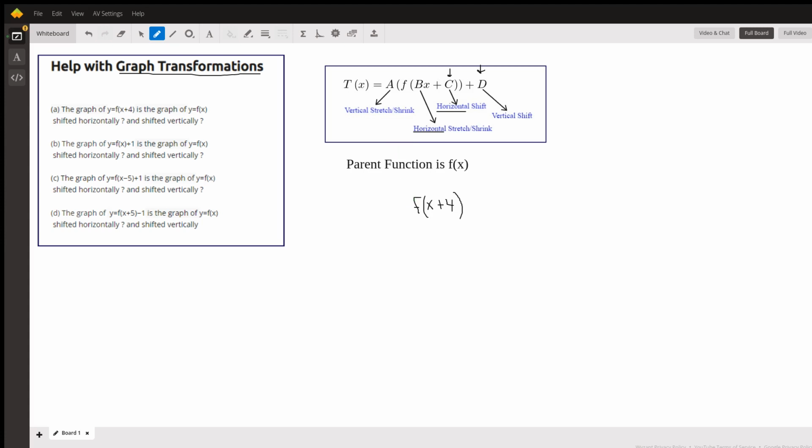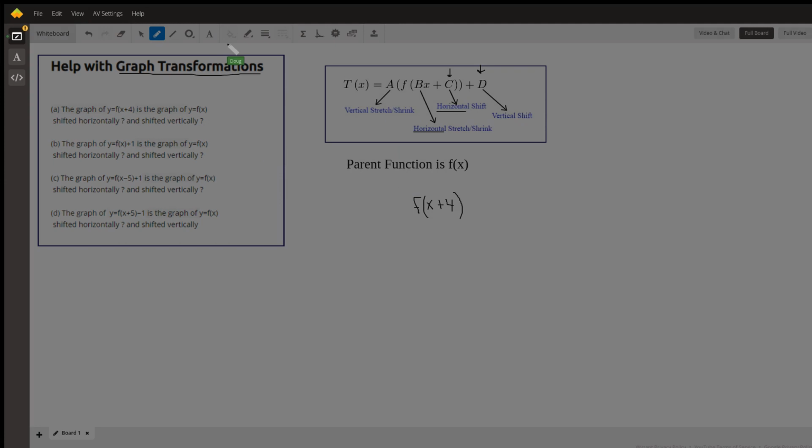Okay, so let's go to Desmos and see what happens if I have a graph of a parent function f of x equals x squared, and I start changing the value of C. That should cause a horizontal shift. Let's see. If I go to the right or make C positive, watch what happens to the graph. It's actually going to the left.